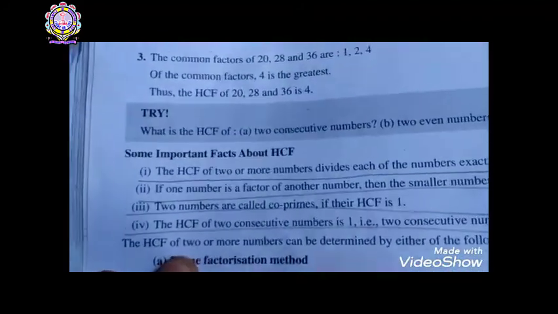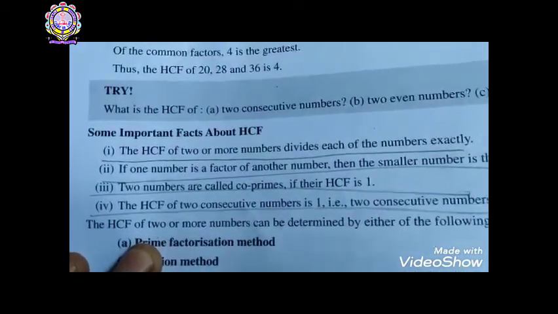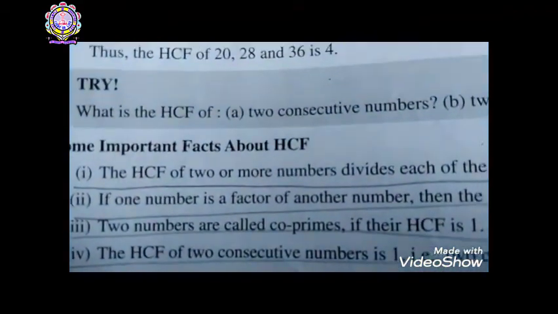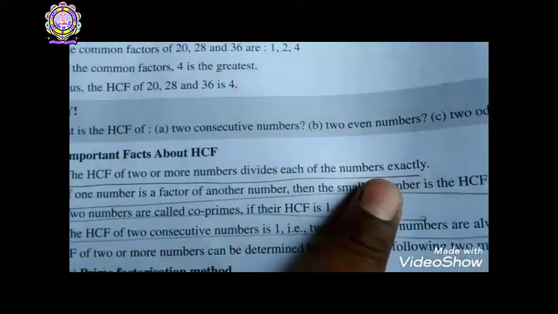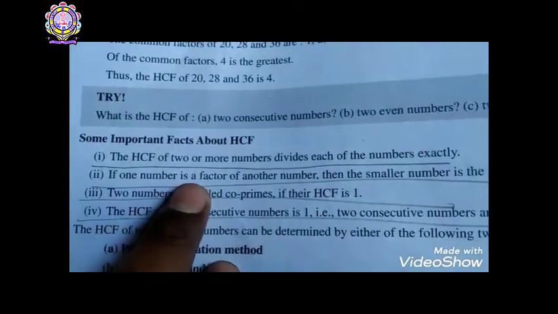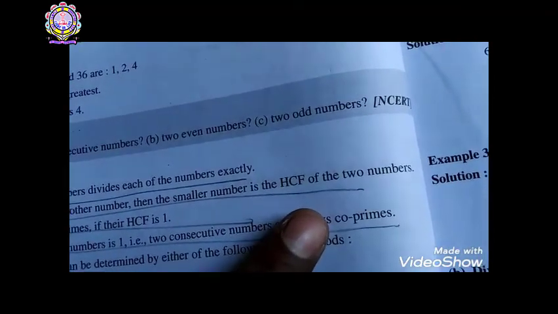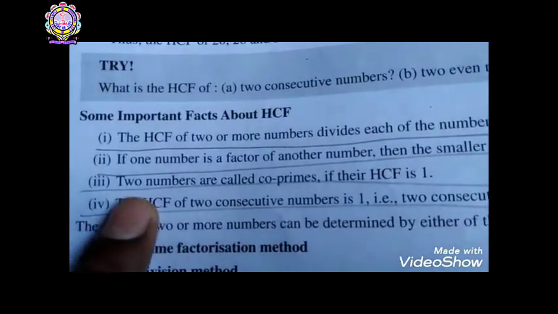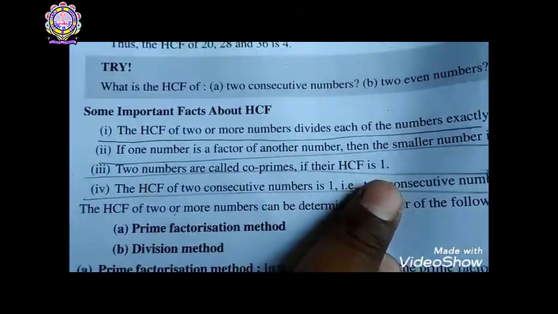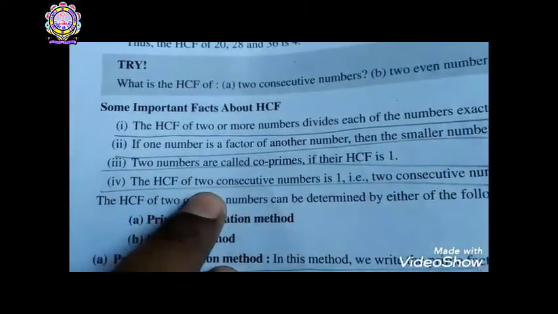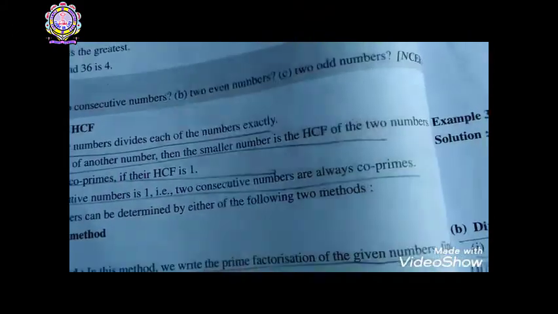And learn these important facts about HCF. HCF of two or more numbers divides each of the numbers exactly. If one number is a factor of another number, then the smaller number is the HCF of the two numbers. Two numbers are called co-primes if their HCF is 1. The HCF of two consecutive numbers is 1. Like that, two consecutive numbers are always co-primes.